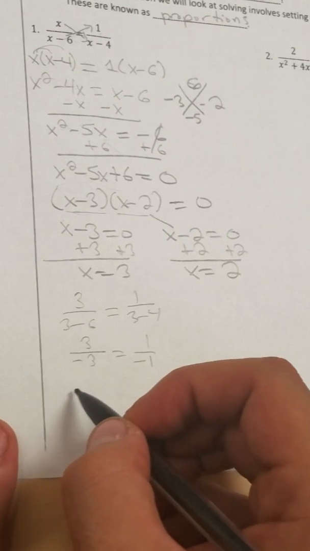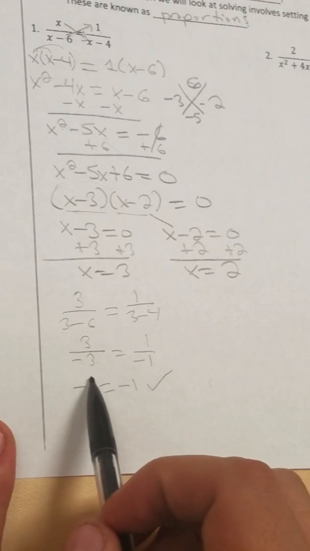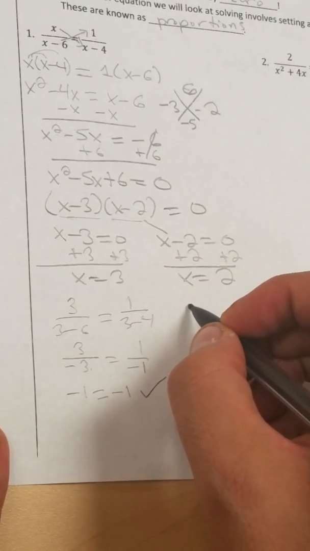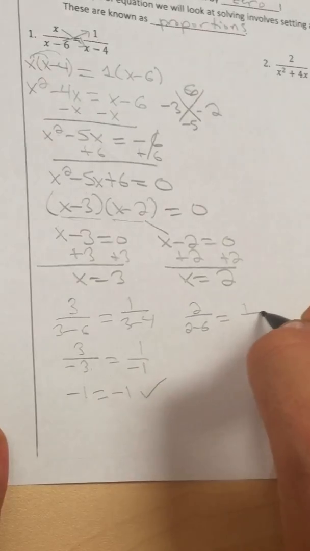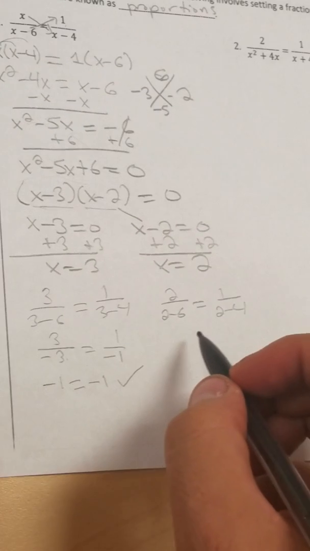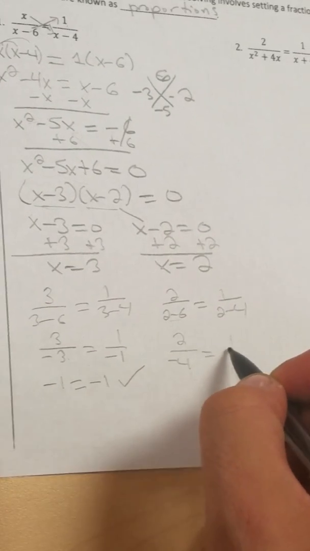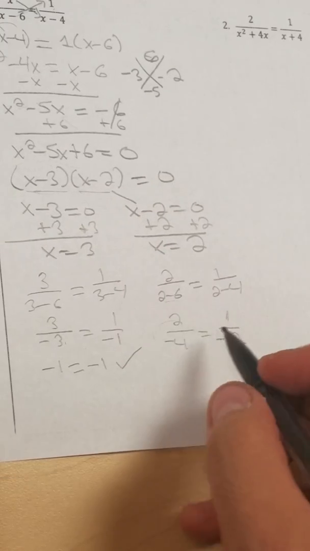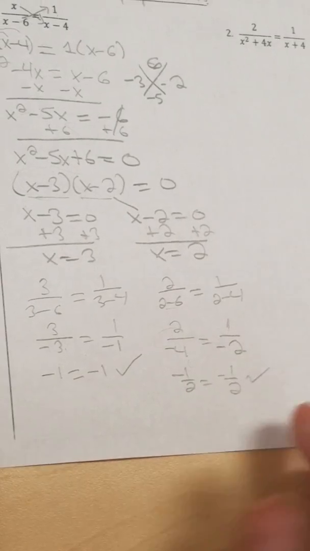We don't have any division by zeros, so it looks like we're good. So this checks out. 3 divided by negative 3 is negative 1. Now let's plug in the 2. Same thing. So we got 2 over 2 minus 6 equals 1 over 2 minus 4. So we got 2 over negative 4, 1 over negative 2. So this is negative 1/2, and this is negative 1/2. So this checks out, okay?